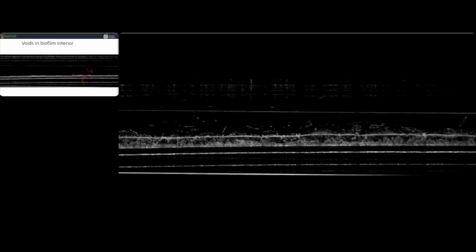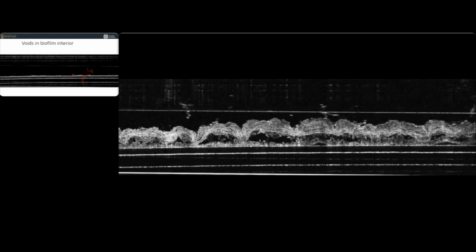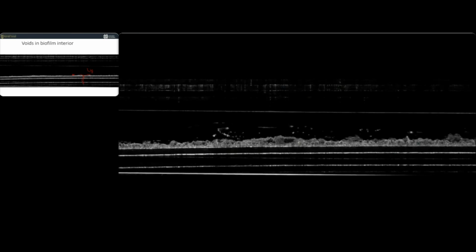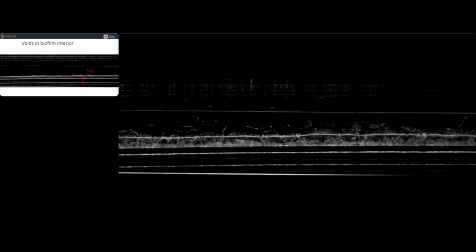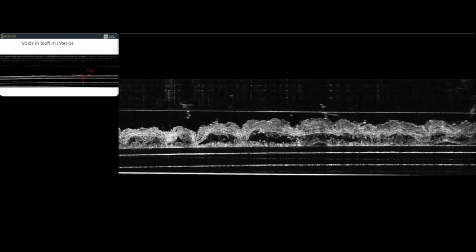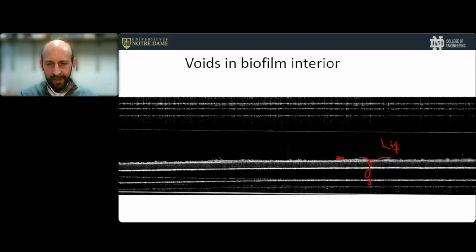These are time-lapse images, I believe every 6 hours or so. It's going to play twice. So you can see that the biofilm grew, but I don't know if you noticed, there were actually voids at the bottom of the biofilm.